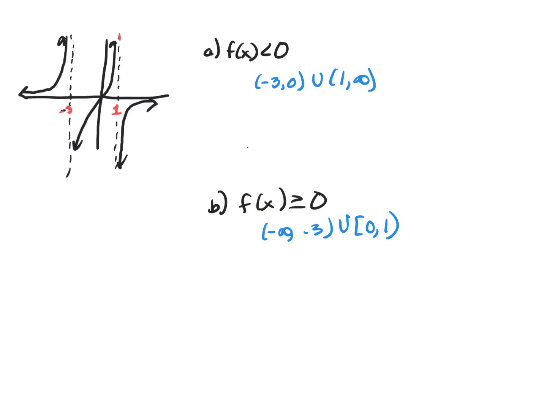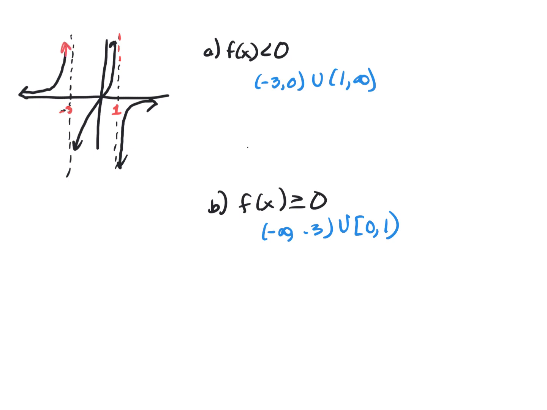The dotted vertical line, that's an asymptote. And that means that the graph gets closer and closer to that asymptote, but it never crosses it. So your graph is never going to have an x value of 1 or an x value of -3.